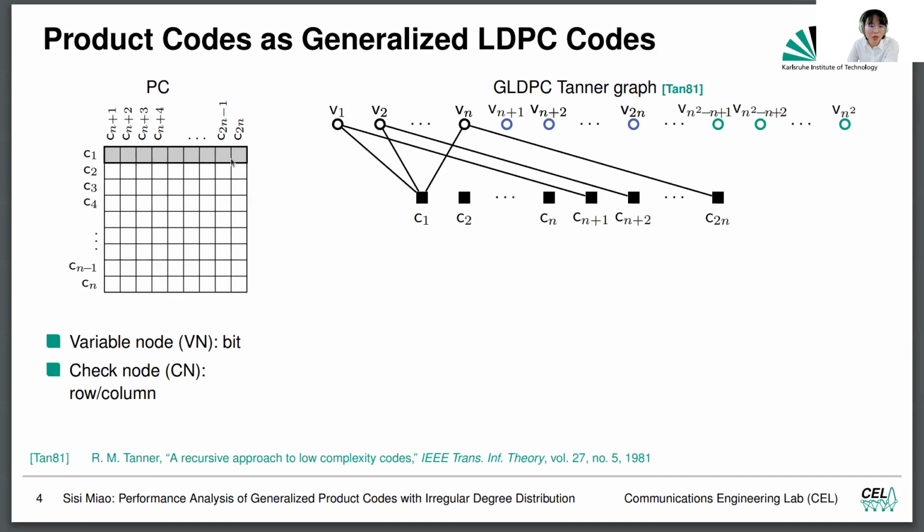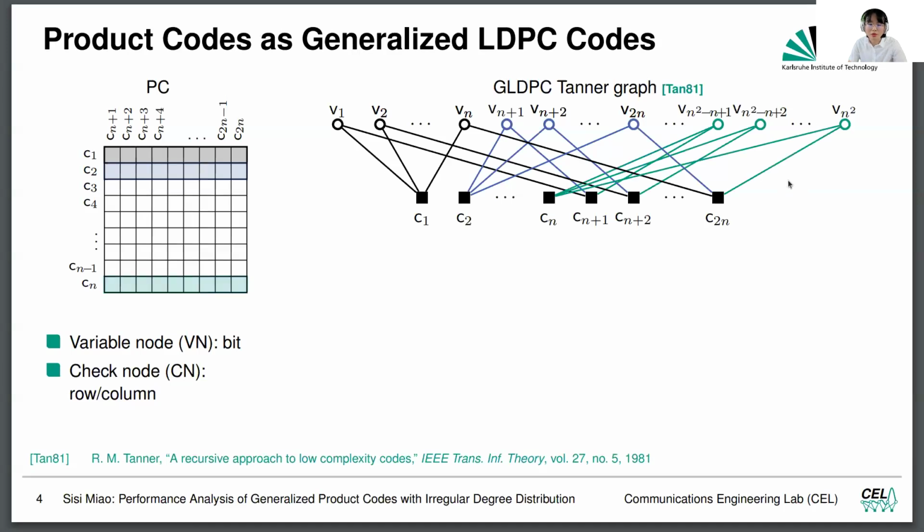We can see that for the first row, we can do this. Every bit is connected to its corresponding column, and also all of them are connected to C1. And then for the second row as well, and all the way to the last row, then we have built the Tanner graph.